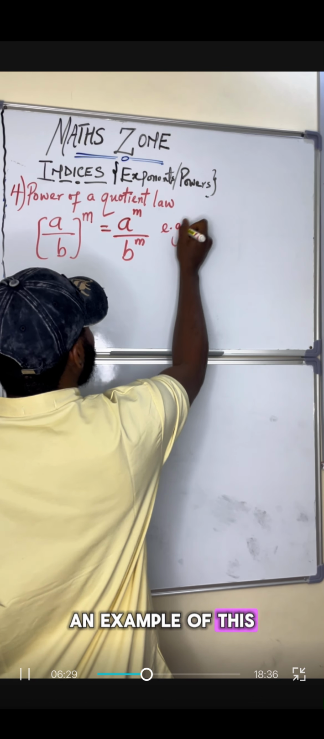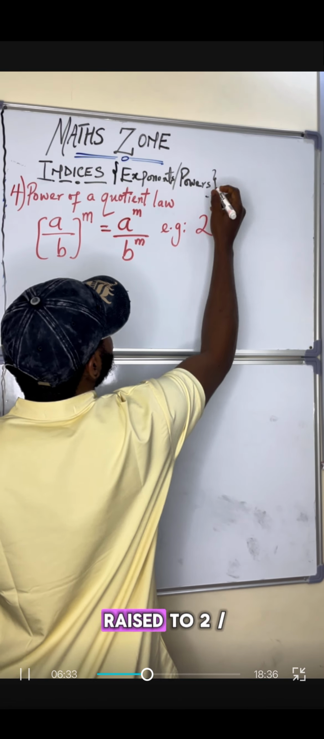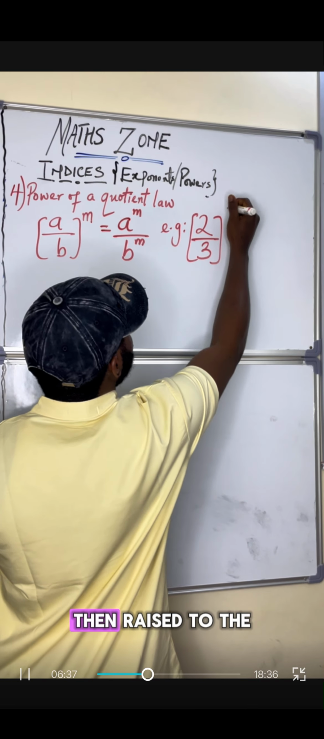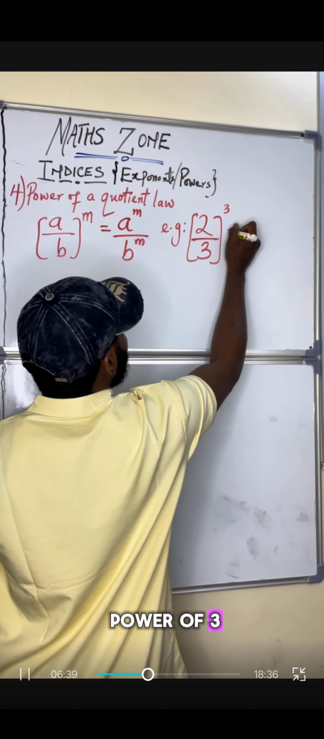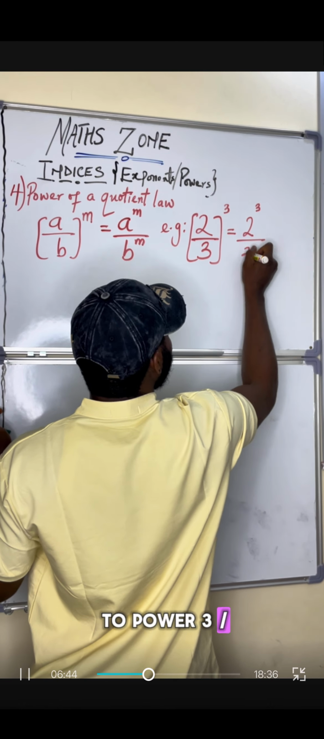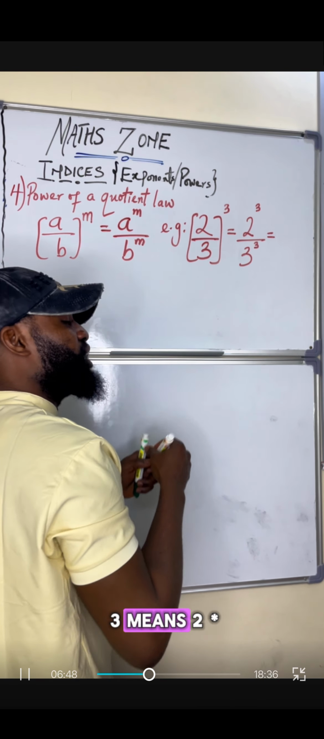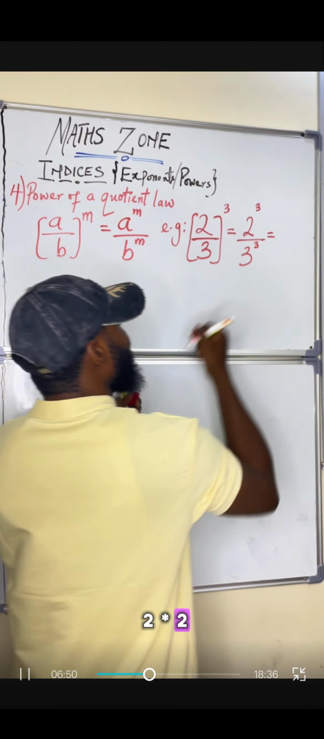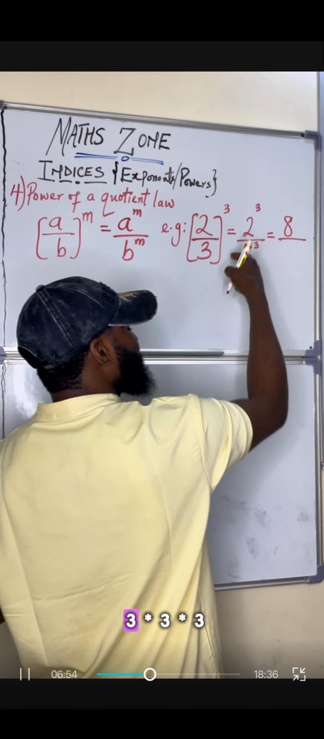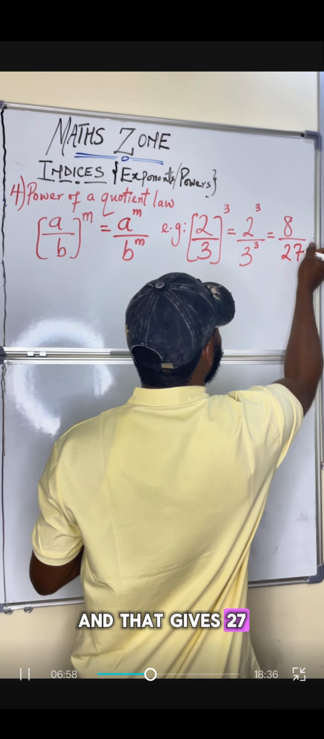An example of this, let's say we have 2 over 3 in brackets, then raised to the power of 3. What do we have? We have 2 raised to the power 3 divided by 3 raised to the power 3. We know that 2 raised to the power 3 means 2 times 2 times 2, and that gives 8, divided by 3 raised to the power 3, which means 3 times 3 times 3, and that gives 27.